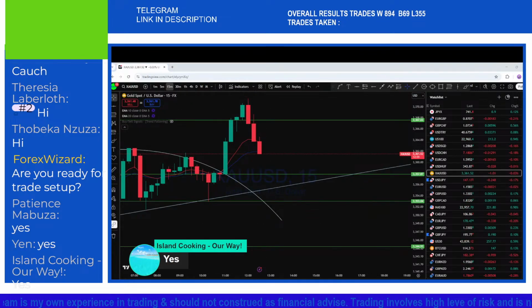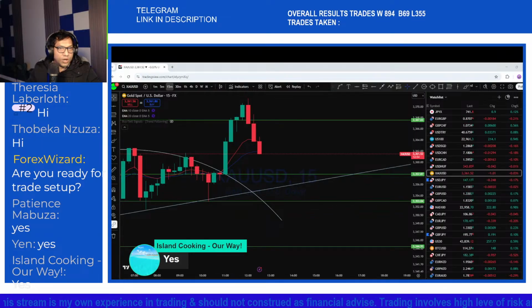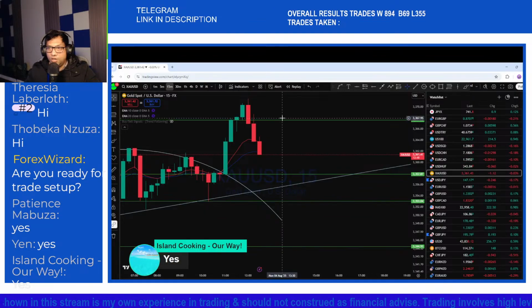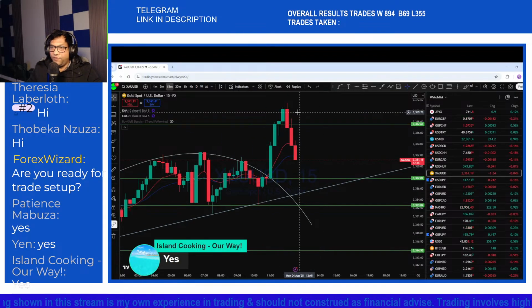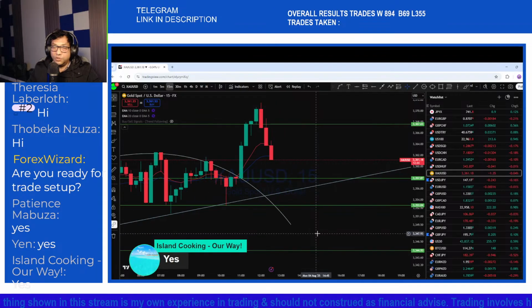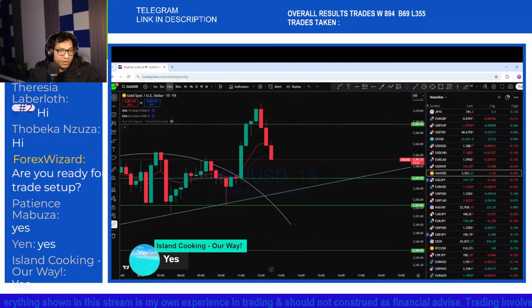I'm ready for another trade potentially on gold. Are you guys ready for another trade on gold? Let's look at gold to see what it is doing here. Now, if you look at gold, this is what I was talking about: on the 15 minutes a break of structure may happen on gold, and this is what's happening here. There is a break of structure.